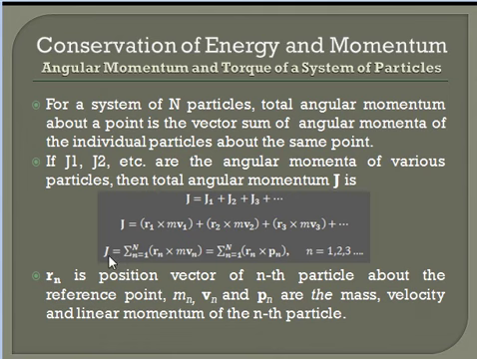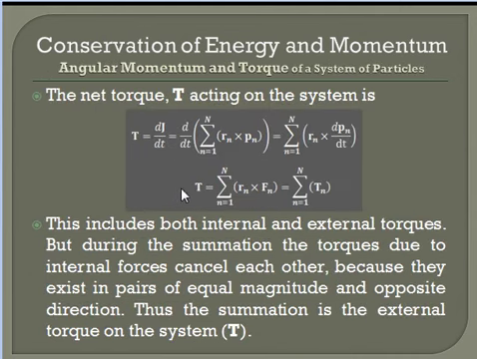Thus, the total angular momentum J can be written as summation from 1 to capital N of Rn cross mvn. Now mvn is the linear momentum of the nth particle, so that can be written as Rn cross pn, where n equals 1, 2, 3 etc. up to capital N, the total number of particles. Here Rn is the position vector of the nth particle, and mn, vn, pn are the mass, velocity and linear momentum of the nth particle.